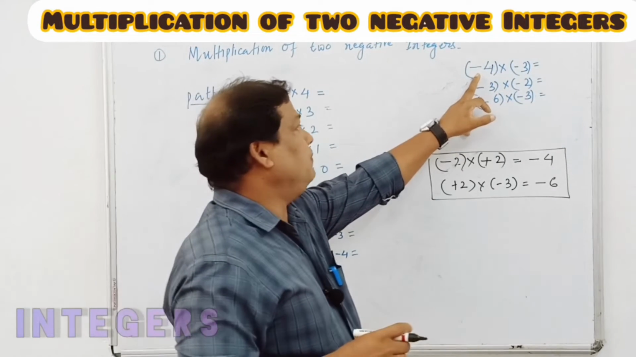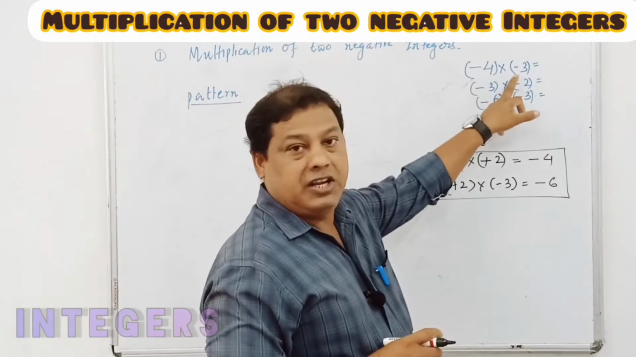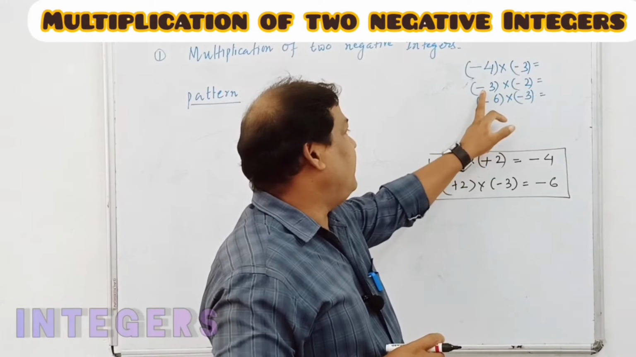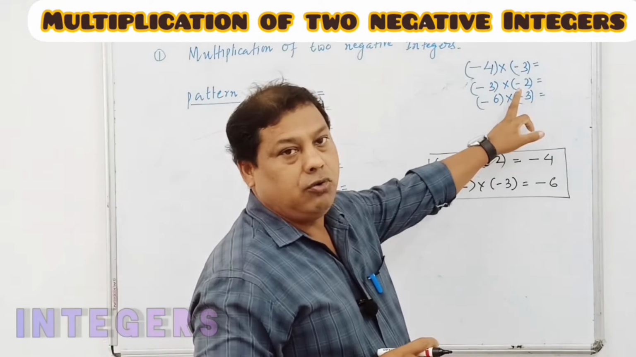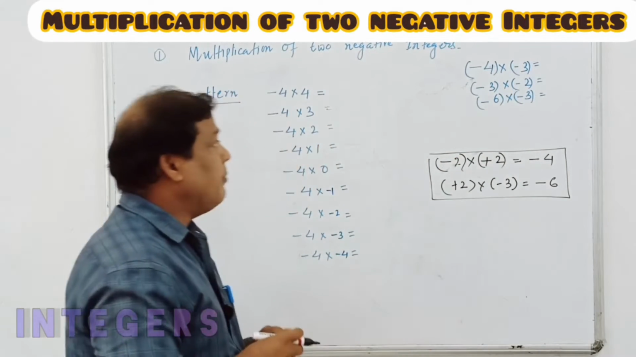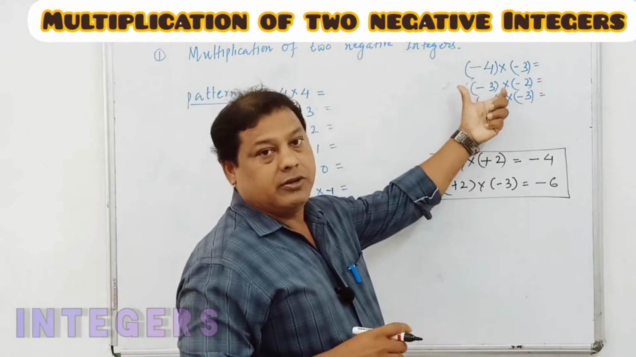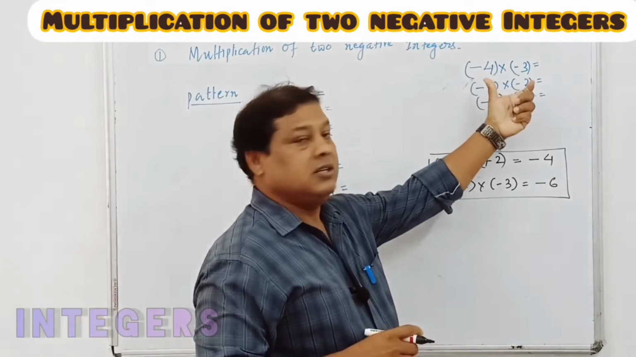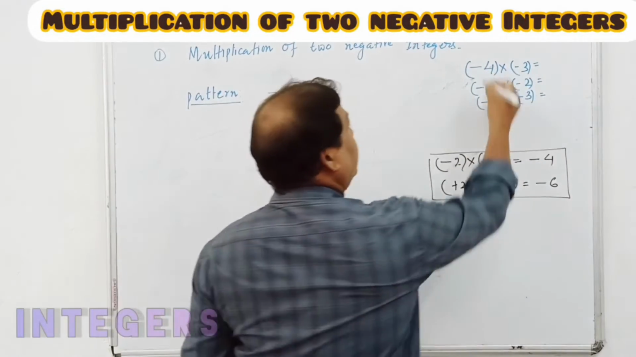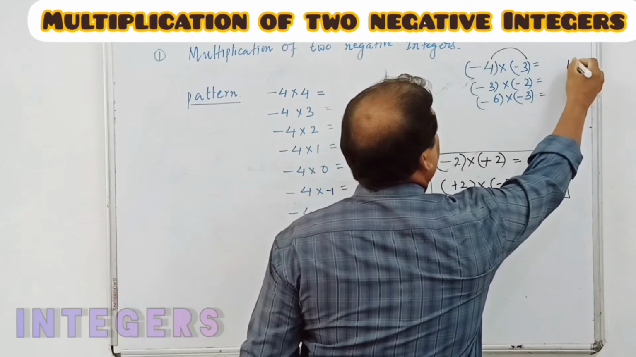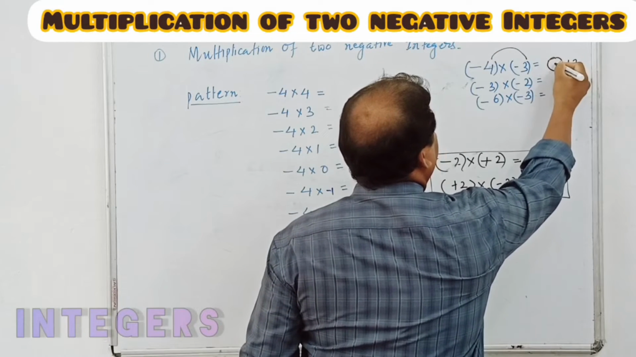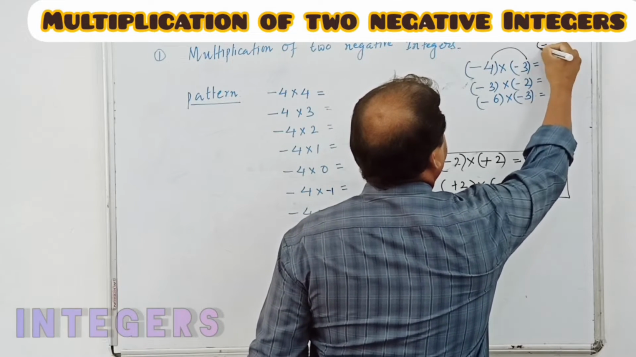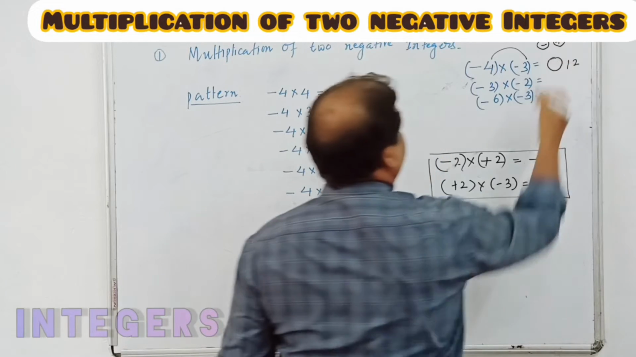See, minus 4 is a negative integer, and minus 3 is also a negative integer. Here minus 3 is a negative integer, and minus 2 is also a negative integer. So how can we multiply these two negative integers? What will we get in the result? See, 4 times 3 is 12. Now which sign comes here, the negative sign or the positive sign?